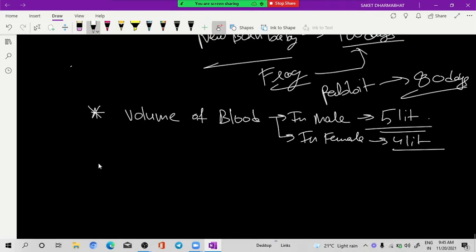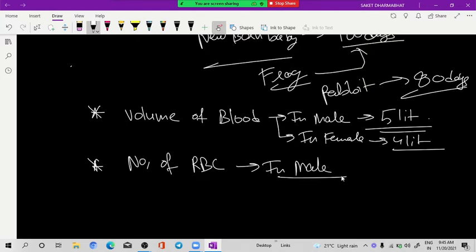If we talk about the number of RBC in an adult male, it is 5 to 5.5 million per millimeter cube of blood. What is this per millimeter cube of blood?